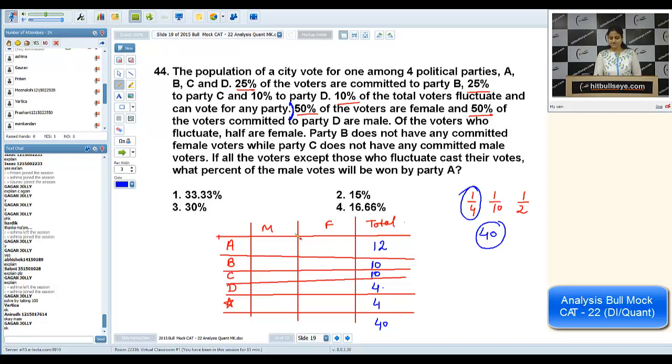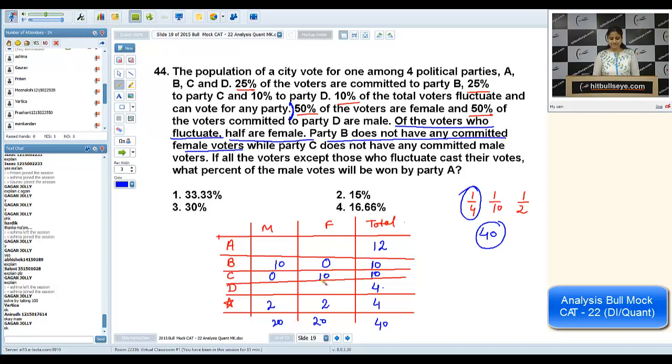50% of the voters are female. It means 20 are female, 20 are males in total. Of the voters who fluctuate, half are female, so the remaining half must be male. Party B does not have any committed female voter, while party C does not have any committed male voter. So I'm putting a 0 here. Of course, the total should be 10.